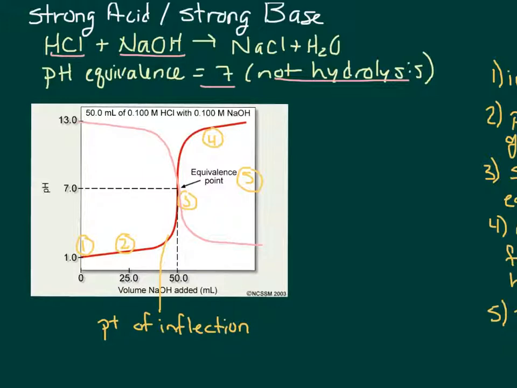All right, so there are a few points here that we need to see. Point number 1, the initial pH. You can see the initial pH is at 1.0. That signifies we have a strong acid. That initial pH could also give us our pKa if needed.